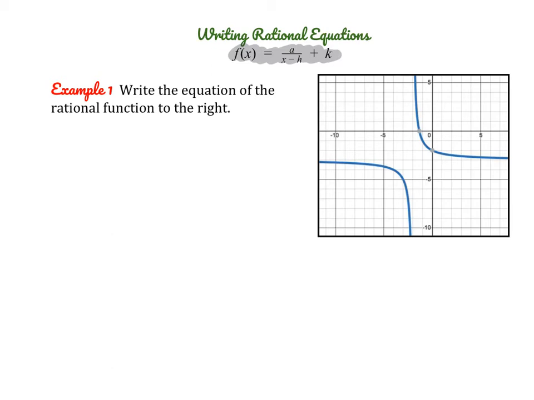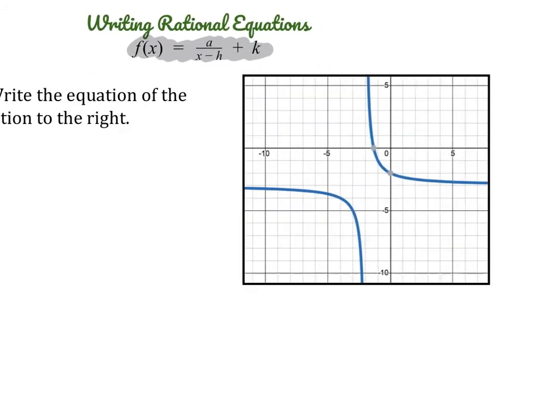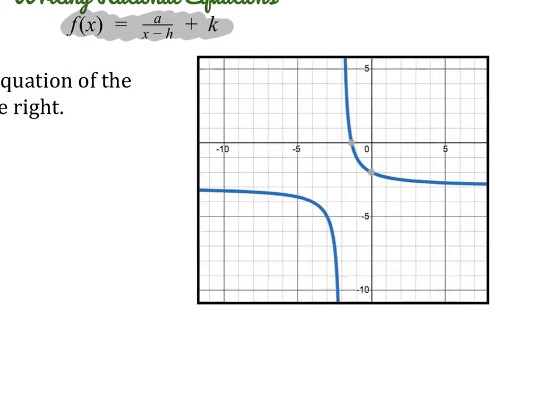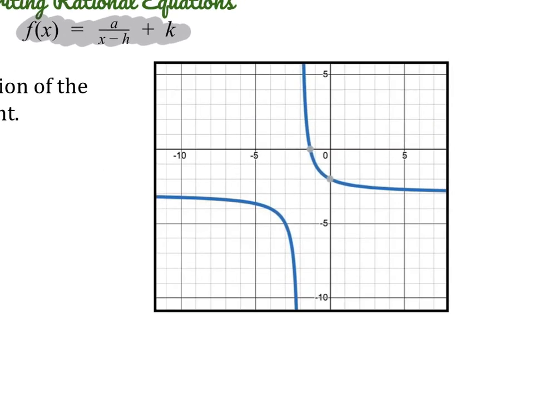So we know that the key features of our graph, well, one of them is our vertical asymptote, and then one of them is our horizontal asymptote. So those will be the two things that I look for first. So if you look at this graph here, I'll zoom in for a moment. You can see that our graph is approaching the vertical asymptote at x equals negative 2.